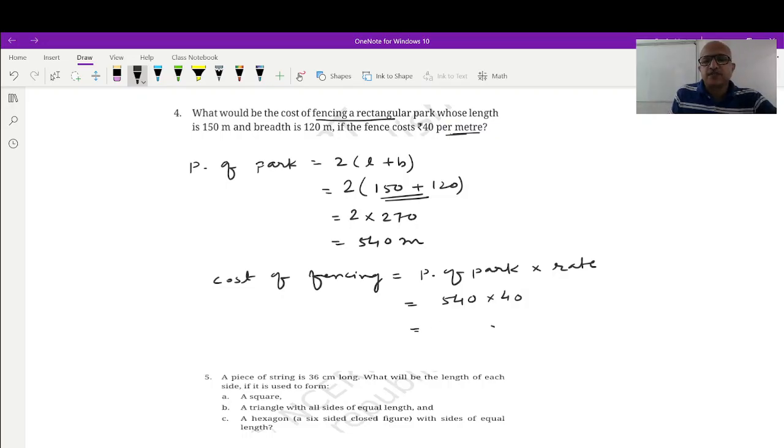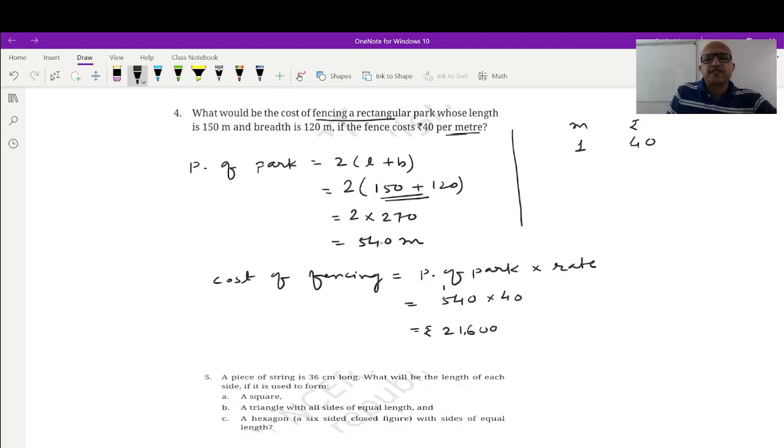So this is 20, 4 4s are 16, 5 4s are 20, and 21. So that means 21600. This is the cost of fencing. You can do this way also. This is what is given, per meter cost. So for 1 meter it is 40 rupees.